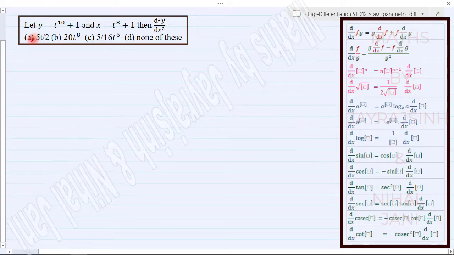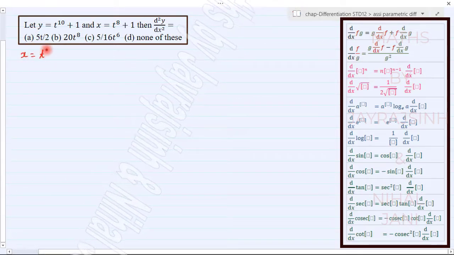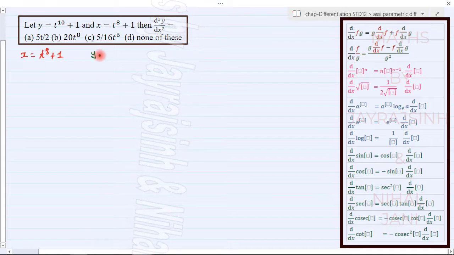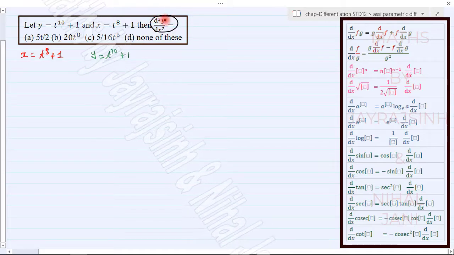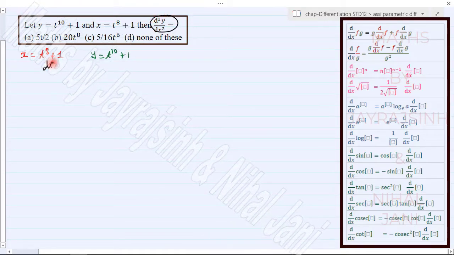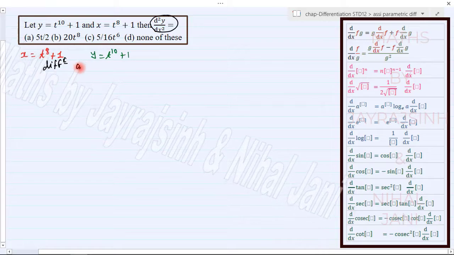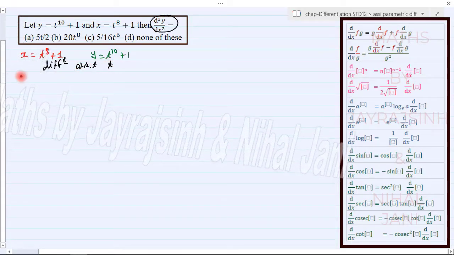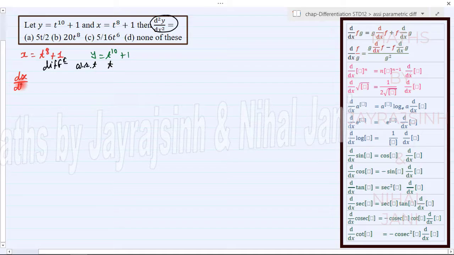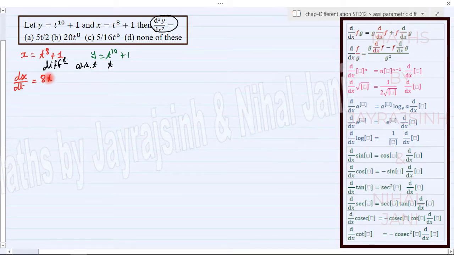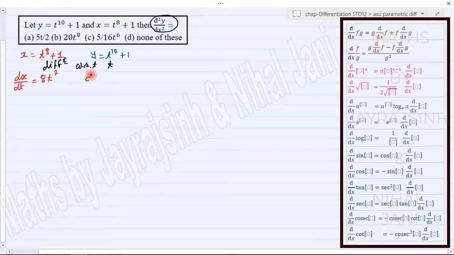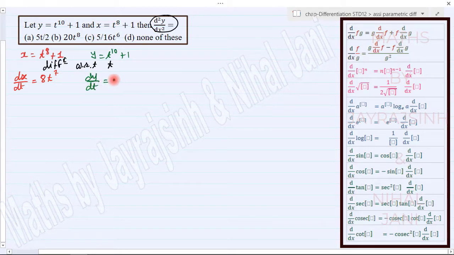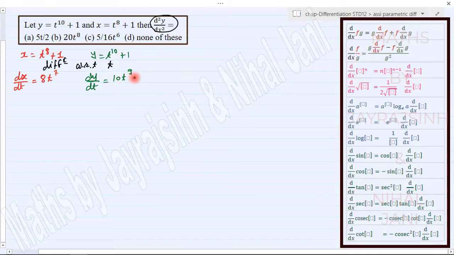In this question, we have x is equal to t raised to 8 plus 1 and y is equal to t raised to 10 plus 1, and we have to find d square y by dx square. For that, we have to differentiate both equations with respect to t. So we will get dx by dt is equal to 8t raised to 7 plus 0, which we can ignore, and dy by dt is equal to 10t raised to 9 plus 0, again which we can ignore.